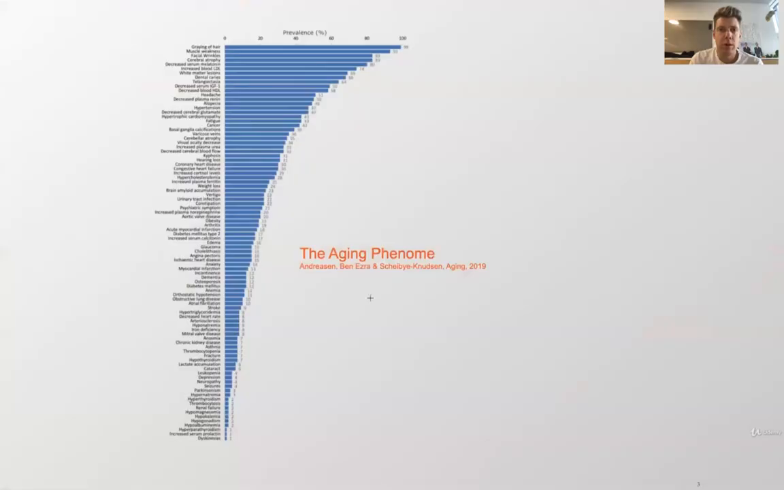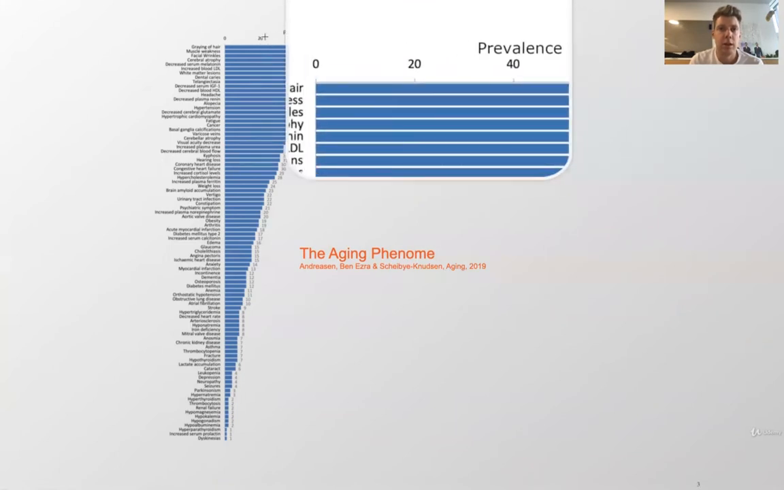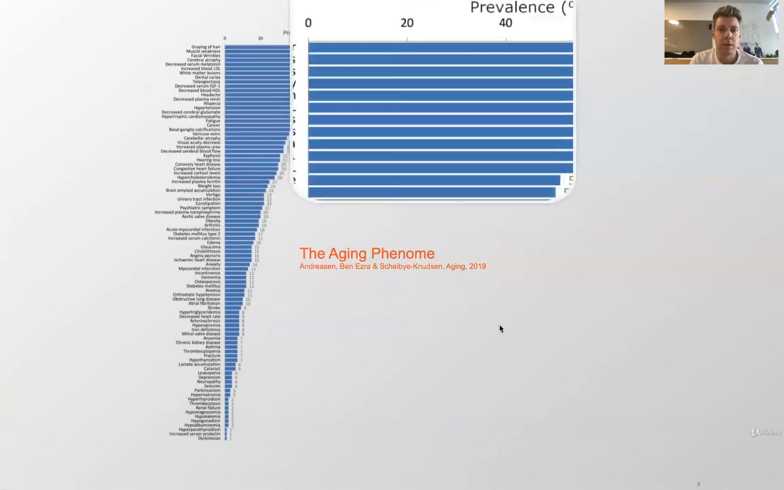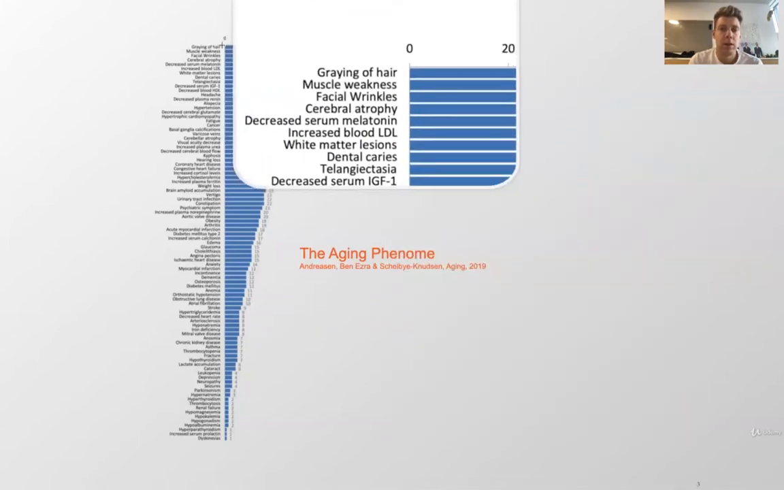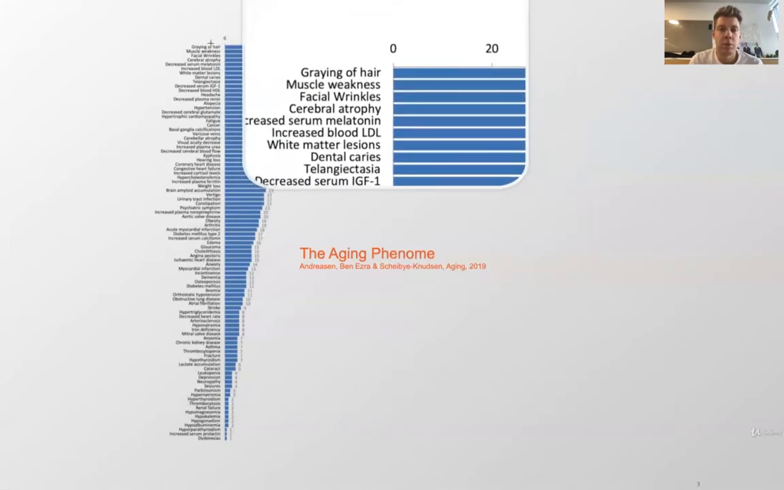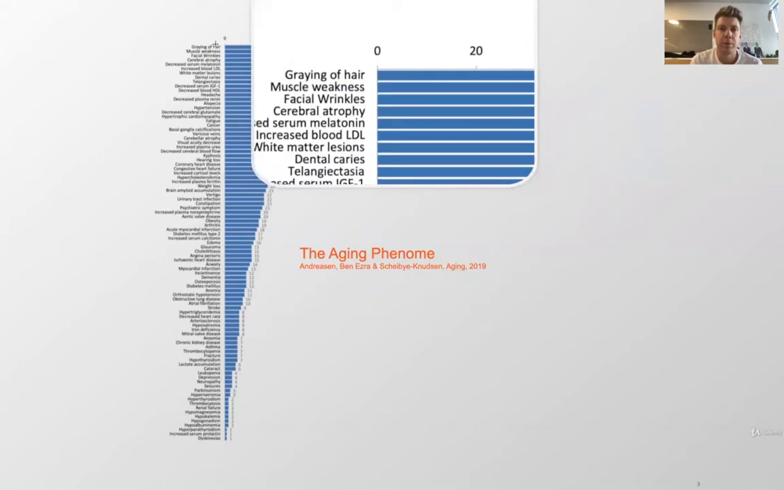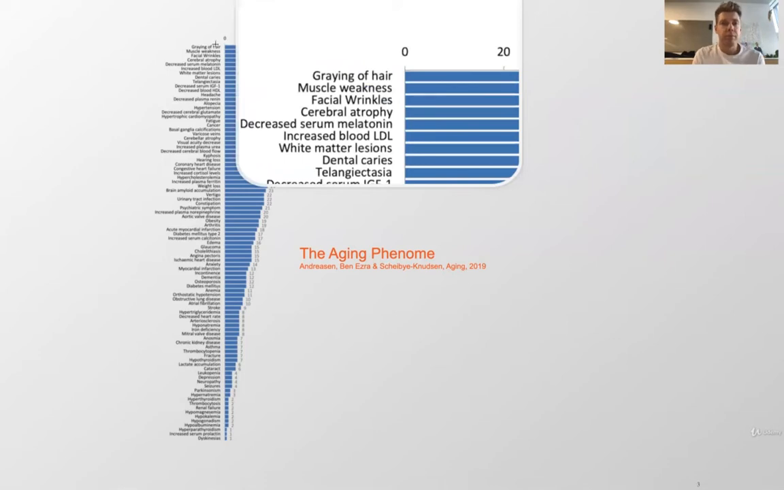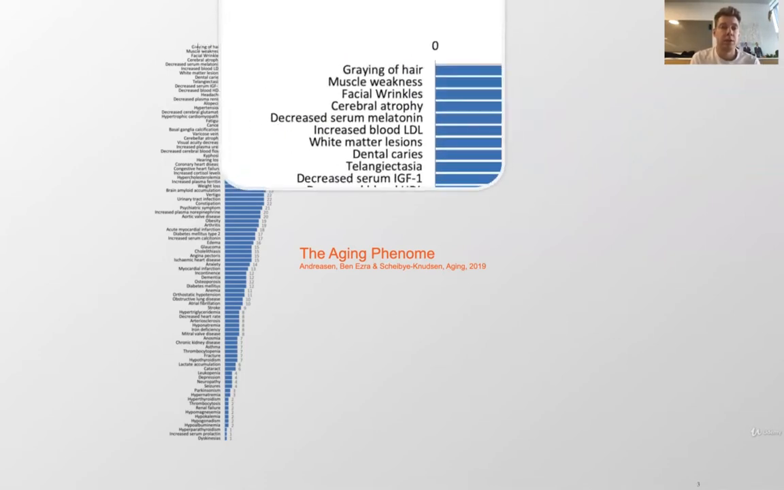And so, many things happen when you get old. So here we have the prevalence of features that occur in an elderly population, based on, basically, we downloaded PubMed. So we can see the graying of hair is highly prevalent. About 99% of everybody will develop some sort of graying of hair. Muscle weakness is also highly prevalent in the elderly population.